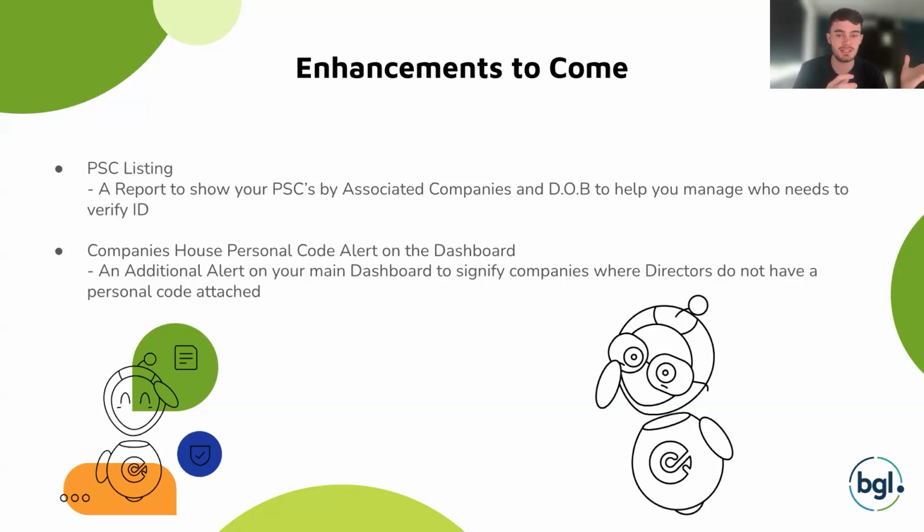The first one is a PSC listing. This is something that is being worked on already and we're hoping will be with us in a matter of weeks. It will be a PSC listing report. It will give you a list of the associated companies the PSC is associated with, as well as their date of birth to help you manage when their identity verification will be due.